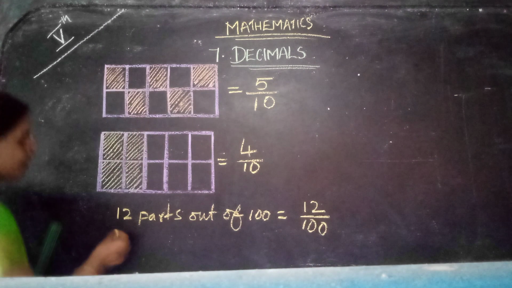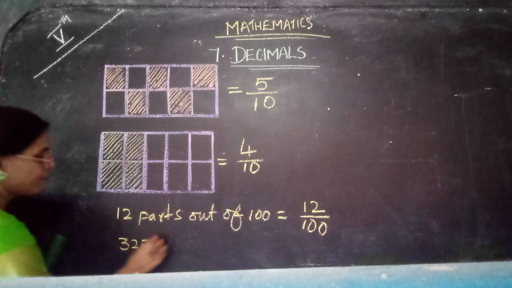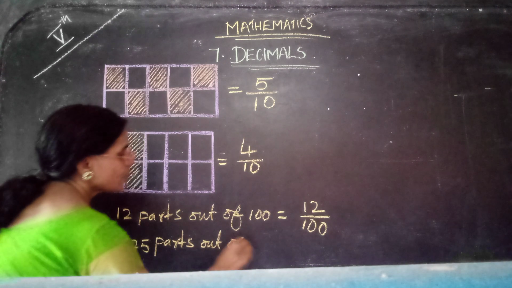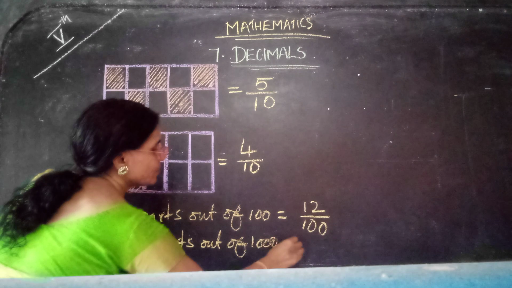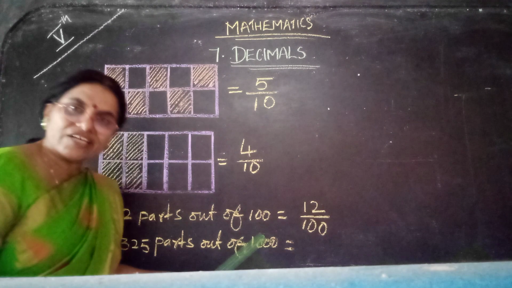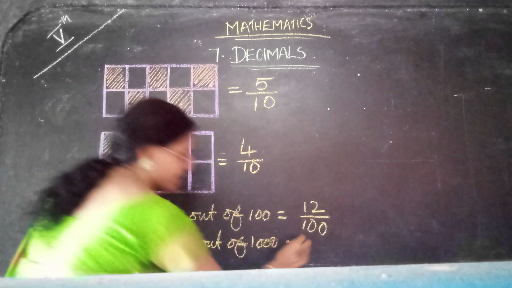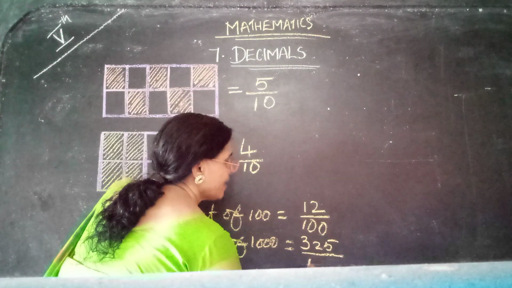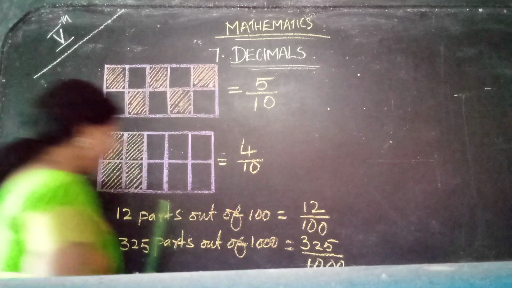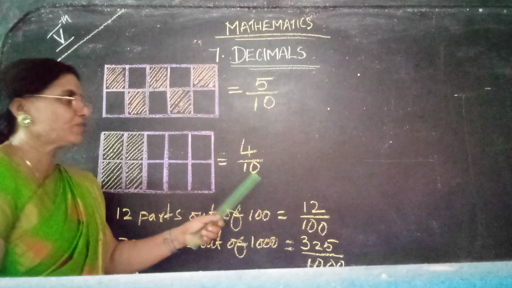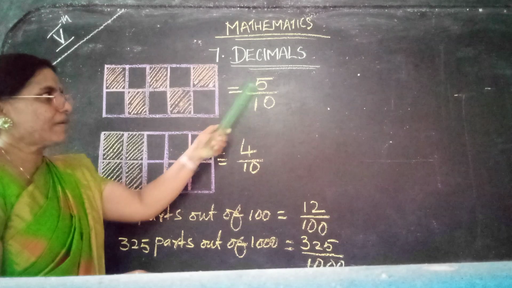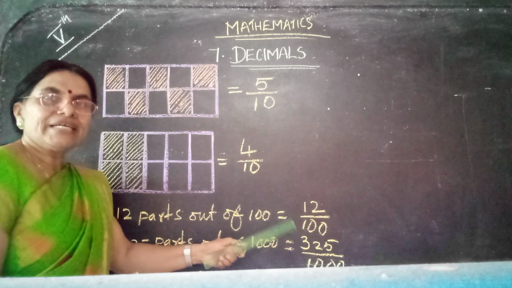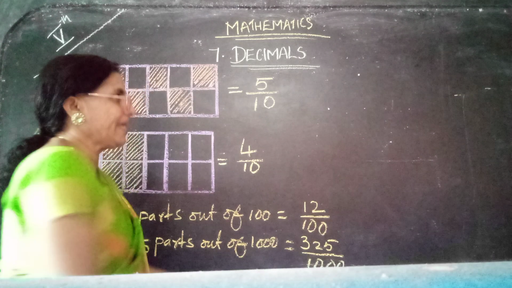One more example. 325 parts out of 1000. How can you write it as a fraction, children? Yes, 325 by 1000. See here, children. 5 by 10, 4 by 10, 12 by 100, 325 by 1000.